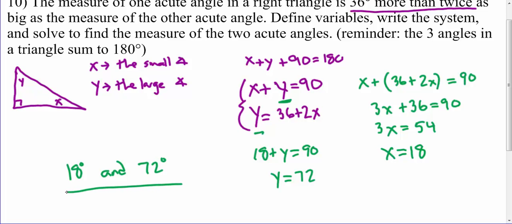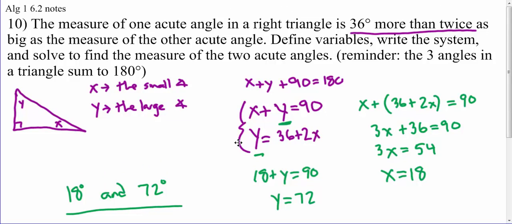Now, sometimes I think it makes sense to go back to the original and answer the question, does that make sense? And I see that the larger angle is 36 degrees more than twice as big. So I look at this and say, okay, well 18 times 2 is 36. If I add 36 more, it's exactly 72. We've got it. We also know that 18 and 72 sum to 90, so that satisfies that equation. We've got our angles. We've got this figured out.